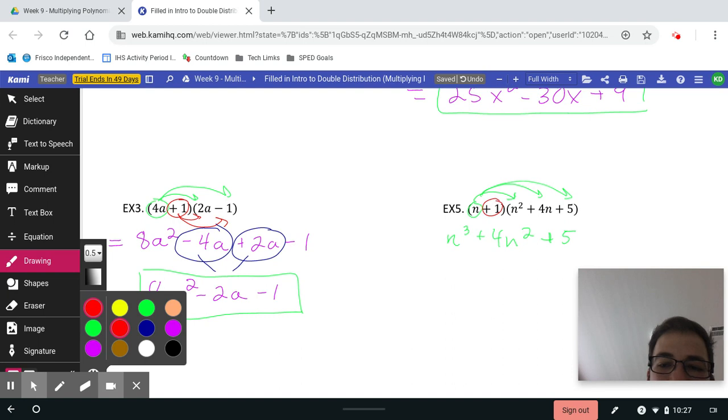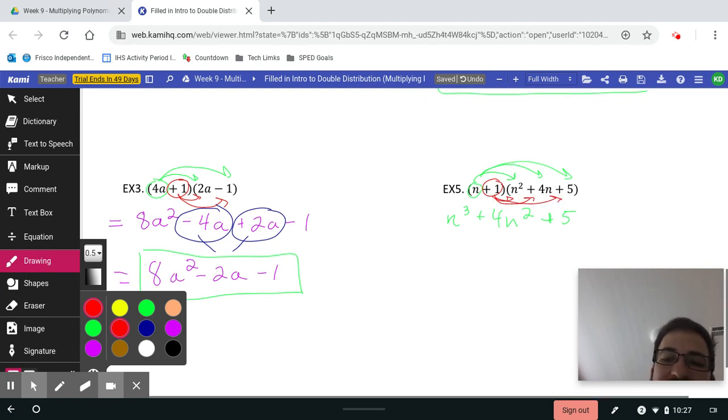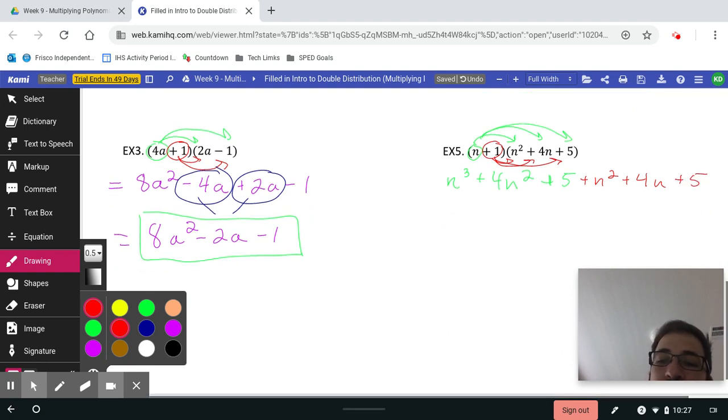Then we take our second term, positive 1, and we are also going to distribute it to everything in the second set of parentheses. So 1 times n squared is n squared. 1 times 4n is 4n. And 1 times positive 5 is positive 5. Everything just stayed the same because we're multiplying by 1.